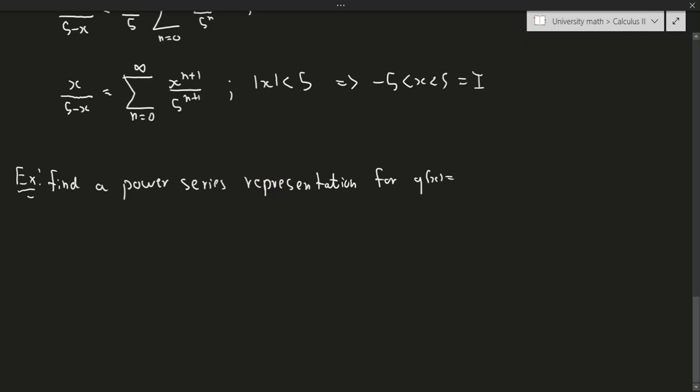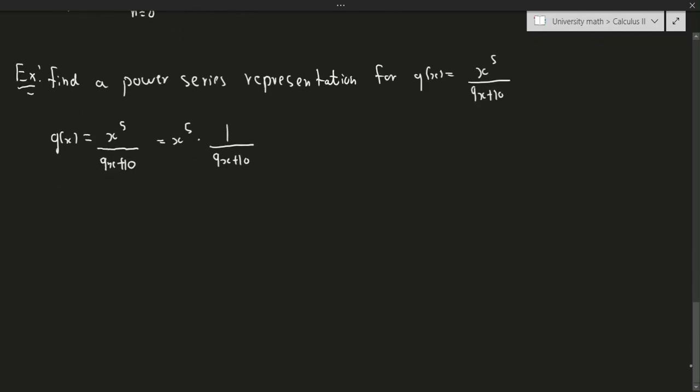Okay, so this time we have x to the 5 over 9x plus 10. So just like before, we can do the following. g of x equals x to the 5 divided by 9x plus 10. But then this is equivalent to writing x to the 5 times 1 over 9x plus 10. Okay, so if you can find a power series representation for this thing, we're done, because we can just multiply by x to the 5 and then we're good to go.